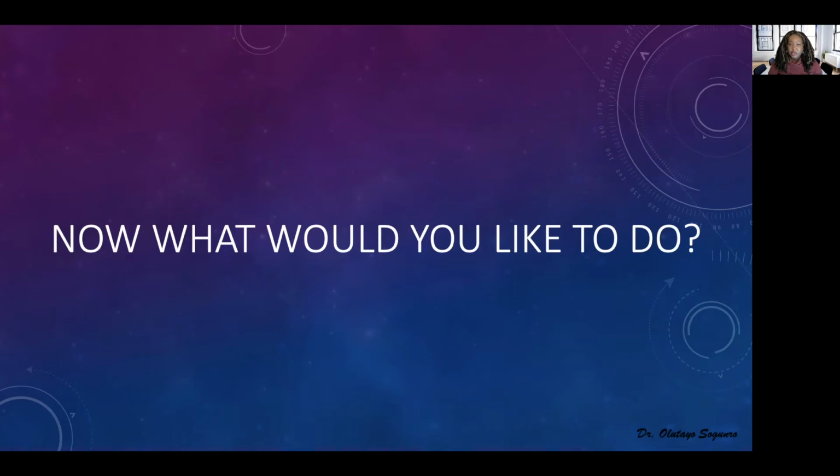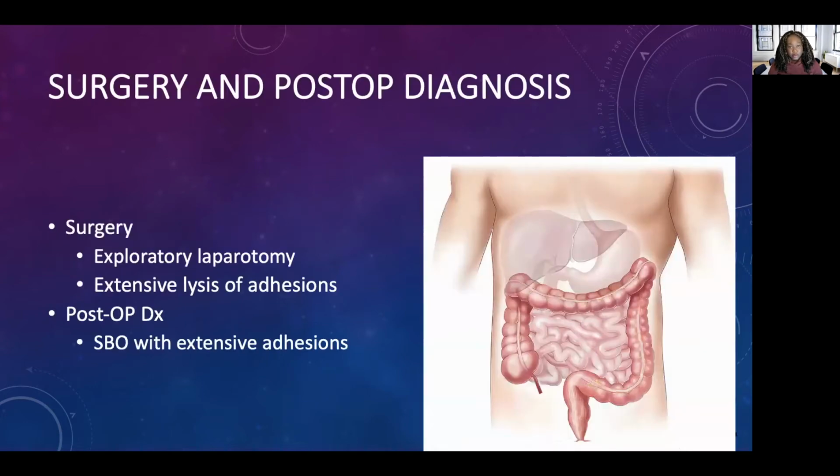So the patient was managed conservatively for a few days and failed to improve. He had multiple serial abdominal exams and a nasogastric tube and did not improve. Ultimately, he failed conservative management. He had an exploratory laparotomy and an extensive lysis of adhesions, and he was found to have a small bowel obstruction due to extensive adhesions from previous surgery.